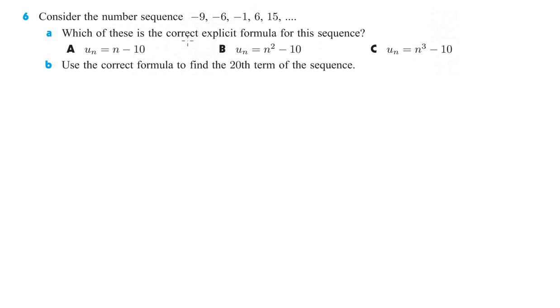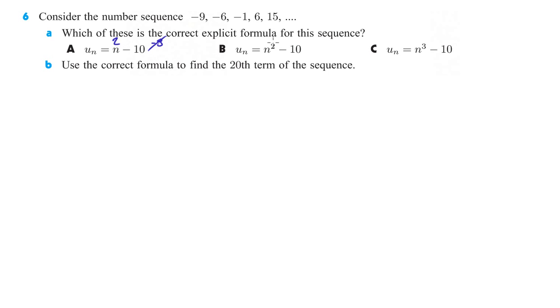Number 6, consider the number sequence, so forth and so on. Which of these is the correct explicit formula for this sequence? So which one of these formulas works for that? Really, an easy way to do this is just to plug stuff in and see what happens. Now, no matter what, if we plug in 1, 1 minus 10 gives us negative 9, 1 squared minus 10 gives us negative 9, and 1 cubed minus 10 gives us negative 9. So that doesn't help. 2 is what's going to probably help us.